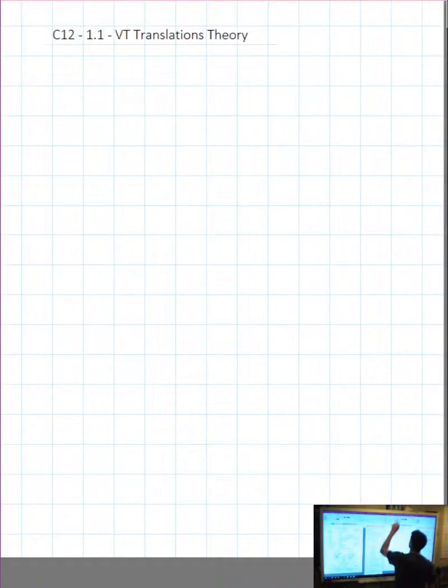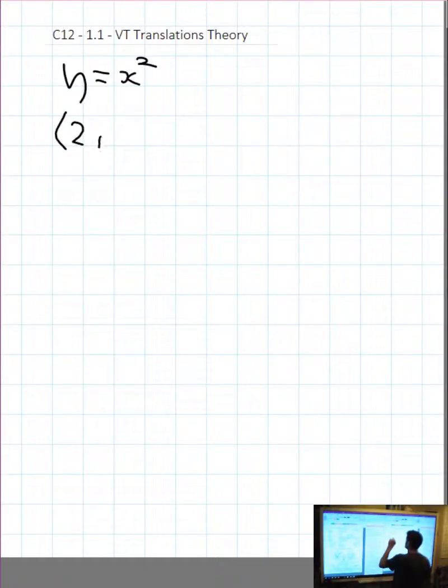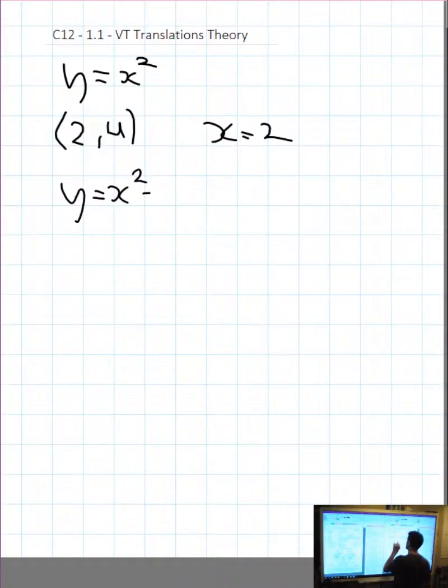Okay, let's take the function y equals x squared again. And again, let's take the point (2, 4). Now this time, let's keep x as being 2, and let's do something to the function. So let's say y equals x squared minus 2.